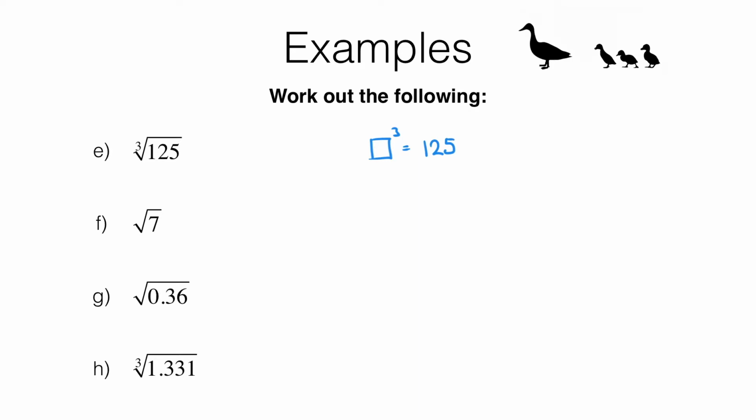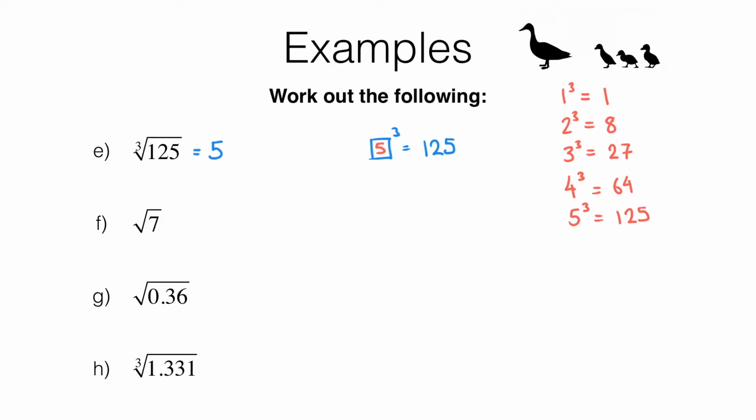If you don't know the answer off the top of your head, testing out numbers is the way to do this. I'm going to list out the cube numbers because they're well worth learning if you don't know them already. So for this one, 5 is the number that we need to cube to get an answer of 125. And that means the cube root of 125 is 5.